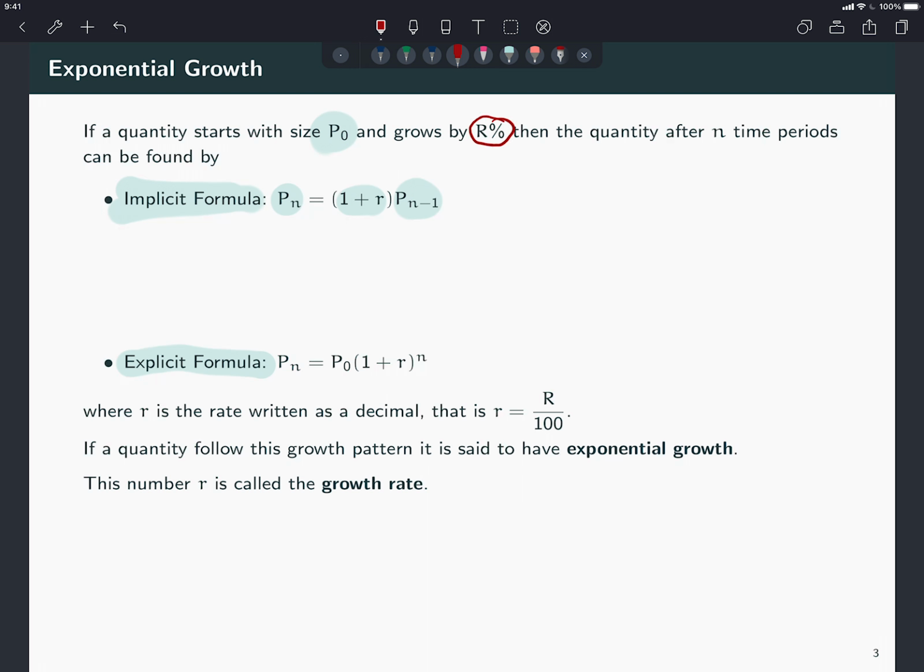And just for the sake of having this clear, if I say up here r percent after a period of time, then it's 1 plus r, where r is this percent expressed as a decimal, right? So we say that the quantity p is having exponential growth, and the number r is called the growth rate.